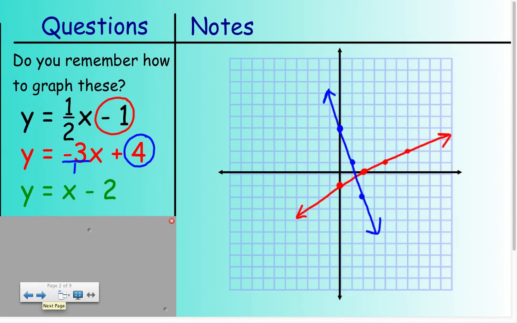y equals x minus 2. My y-intercept is -2. So I'll put my first dot at -2 on the y-axis. If I have an x and there's nothing in front of it, that means there's a 1 in front of it. So my slope is 1 or 1/1. So rise 1, run 1 from my green dot.